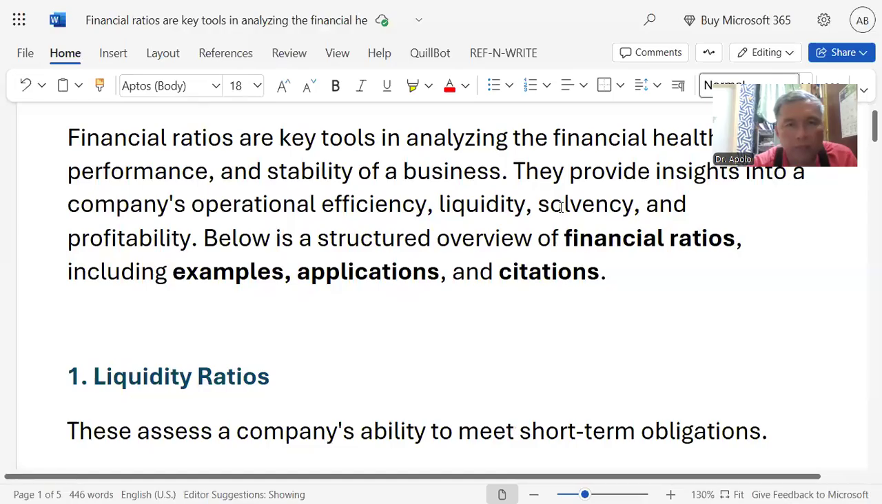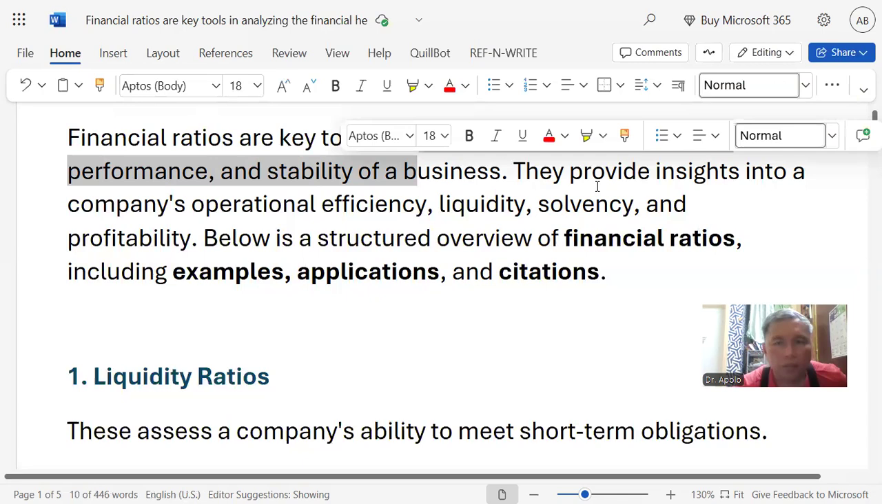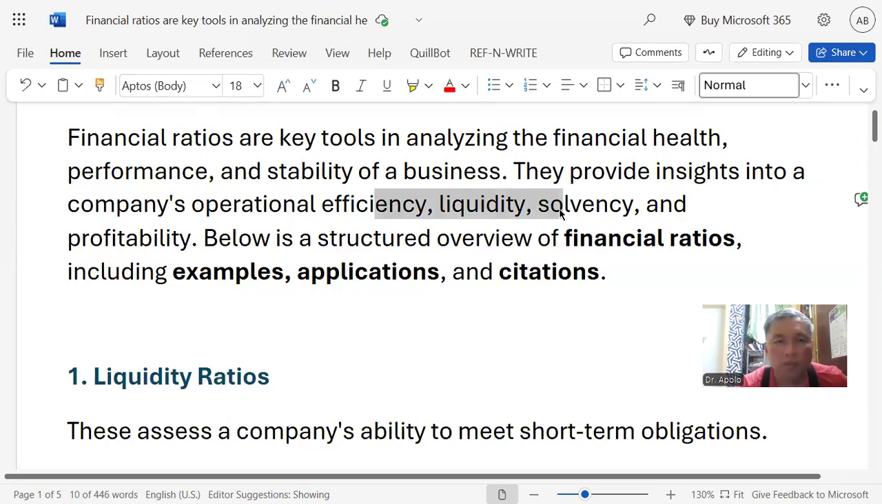So today we will be discussing continuation of management accounting. To begin with, let's first discuss the ratios, the financial ratios in analyzing financial statements. Financial ratios are key tools in analyzing the financial health, performance, and stability of the business. They provide insights into company's operational efficiency, liquidity, solvency, and profitability.